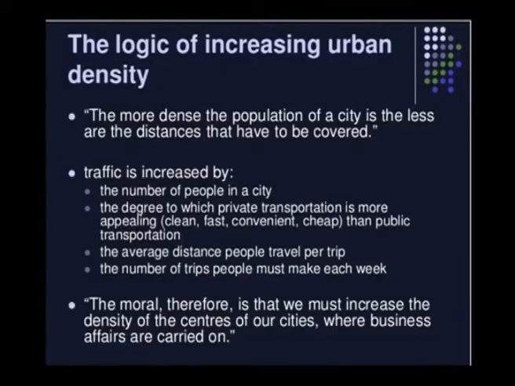Before public transportation became quite strong and solid, and then the advent of the automobiles, that's when the number of cars completely increased, because it was viable, it was doable, it was cheap maintaining it, and at that point of time even fuel was inexpensive. So having a private transportation proved to be cheaper than using public transportation, because the government had still not invested that kind of money to develop public transportation. The moral therefore is that we must increase the density of the centers of our city where business affairs are carried on.